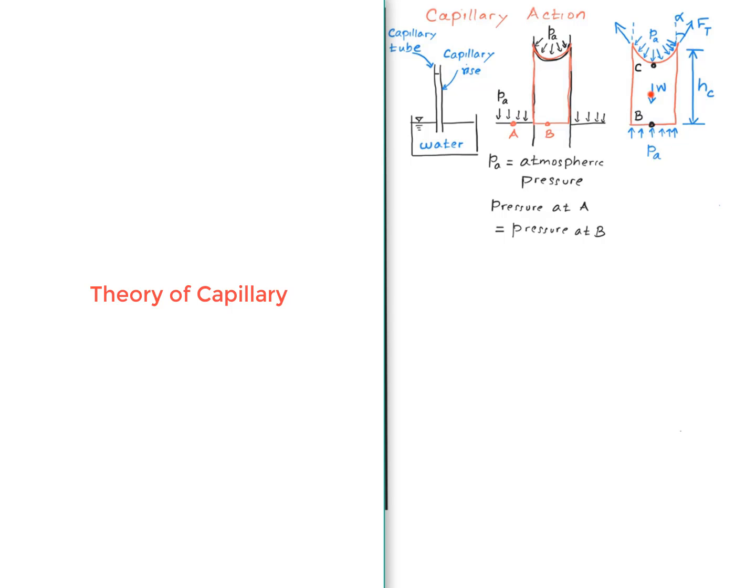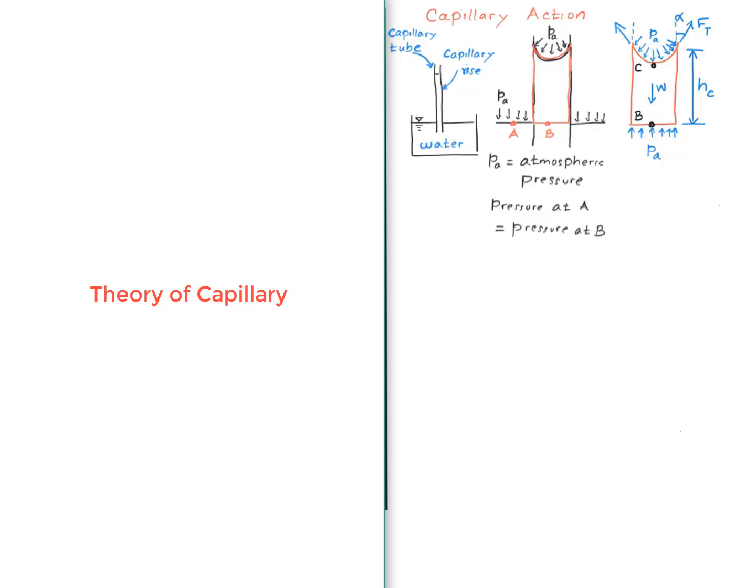Then we have the weight of the water column acting vertically down. What is holding this water column is the capillary force Ft. I'm going to assume the tube to have a circular cross-section, and therefore this capillary force kind of goes around in a circle like that. We still have the atmospheric pressure acting on the outside like this, and then the capillary force is a function of the surface tension. Surface tension between water and the material that the tube is made of.